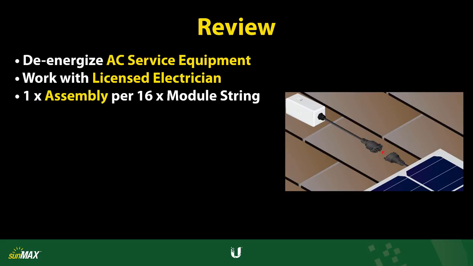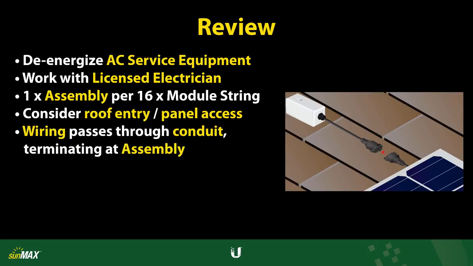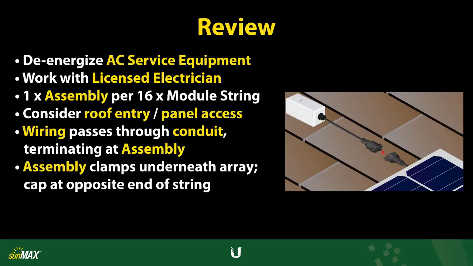A single end run assembly should be used for each string of up to 16 AC modules. The location of the assembly should take into consideration roof entry and/or panel access. The wiring feeds through conduit and connects to the special end run assembly for the customer site. The end run assembly clamps underneath the array, while the opposite end of the string is terminated using the cable end cap.